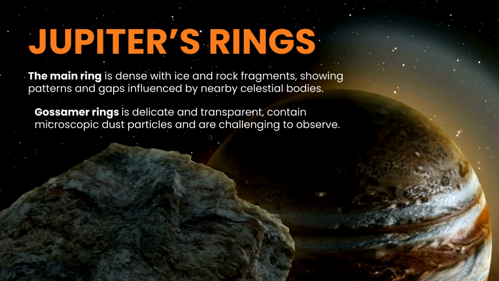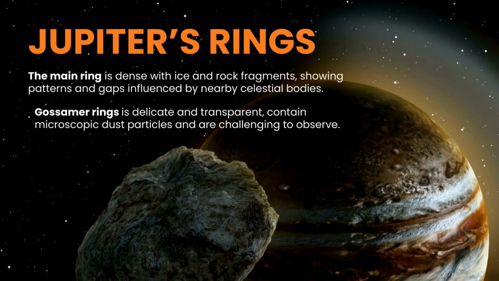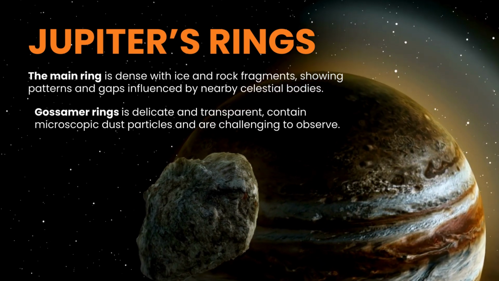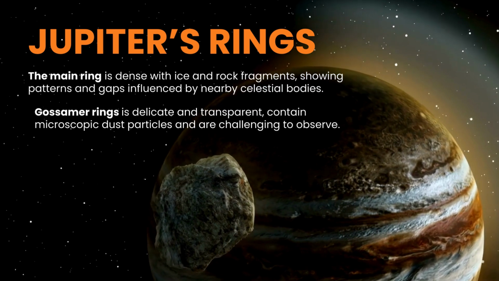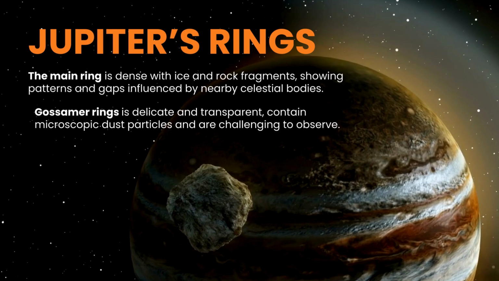The main ring is dense with ice and rock fragments, showing patterns and gaps influenced by nearby celestial bodies. The gossamer rings are delicate and transparent, contain microscopic dust particles, and are challenging to observe.